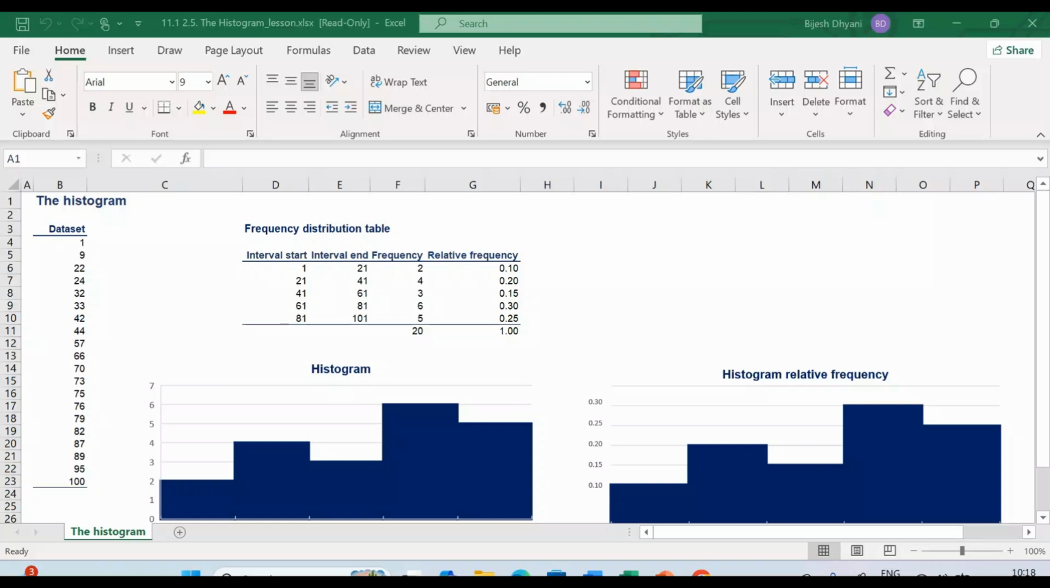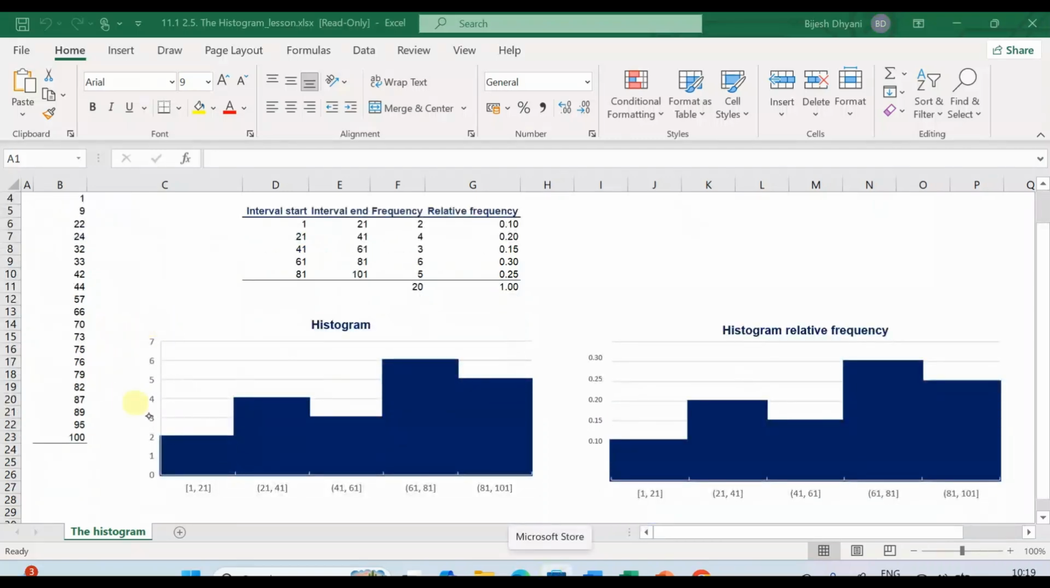As you can see, histograms look similar to a bar chart, but they actually convey different information. Now what is that different information? Like a bar chart, the vertical axis is numerical and shows the absolute frequency. Now you can see that there are only two numbers between 1 to 21.